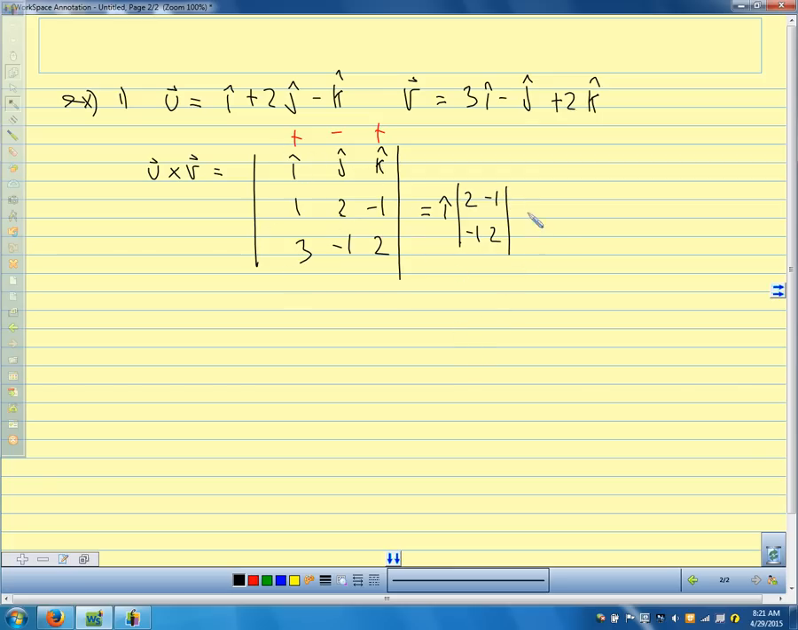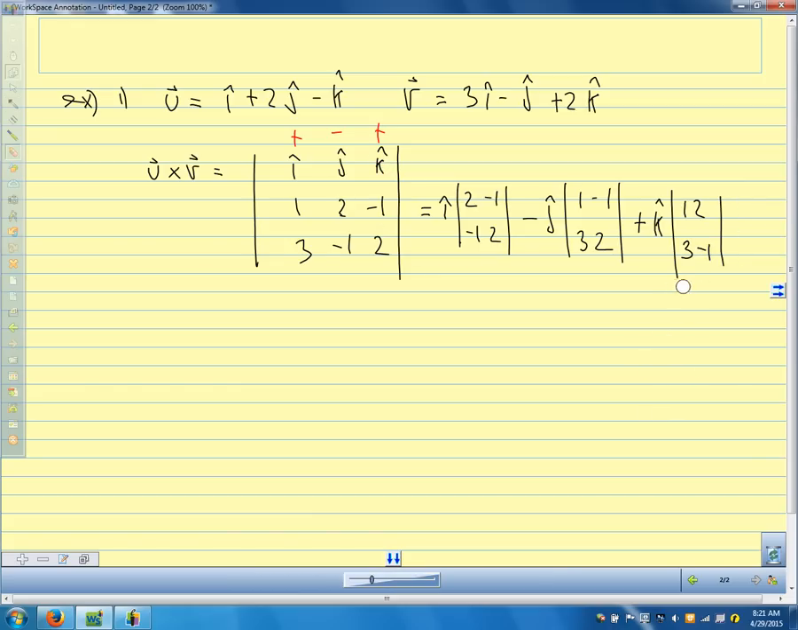So we cross out the row and the column, and we take the determinant of the 2 by 2 matrix that's left. Minus, with my minus sign there, j hat, and then we're going to cross out that row and that column and take the determinant of the 2 by 2 matrix that's up there, 1, negative 1, 3, 2, plus k hat times the determinant I get when I cross out that row and that column, 1, 2, 3, negative 1. So just a reminder how we find the determinant of a 3 by 3 matrix.